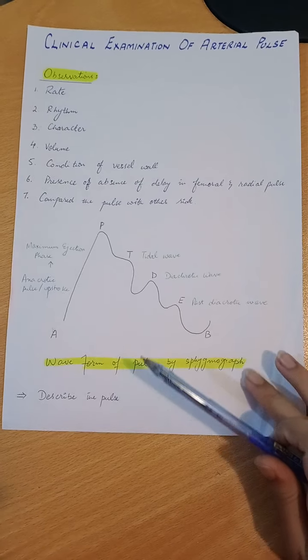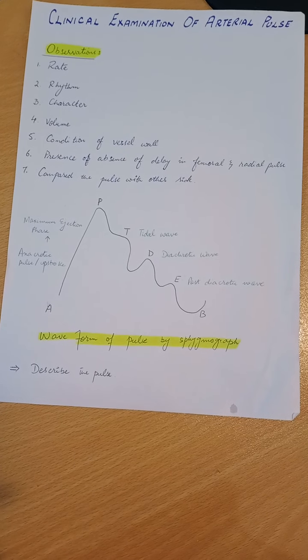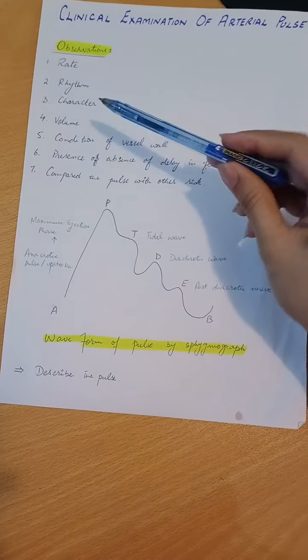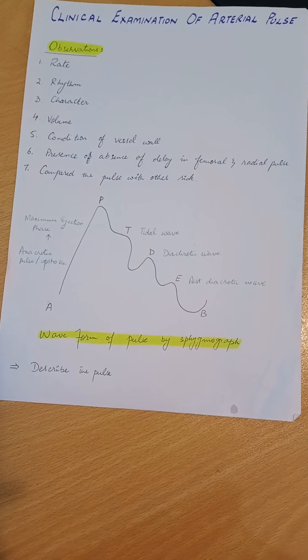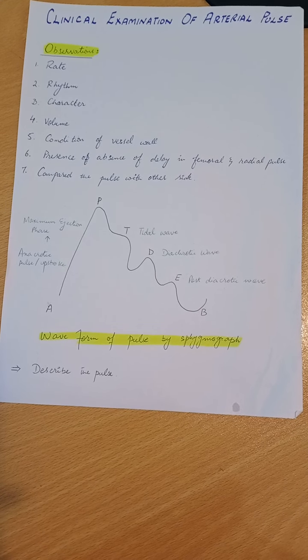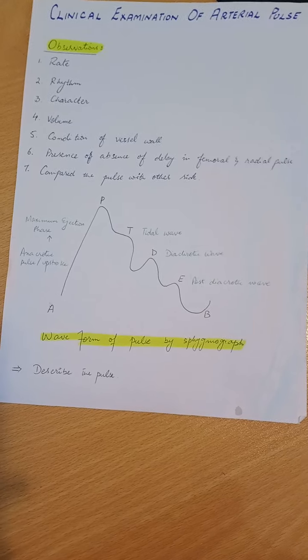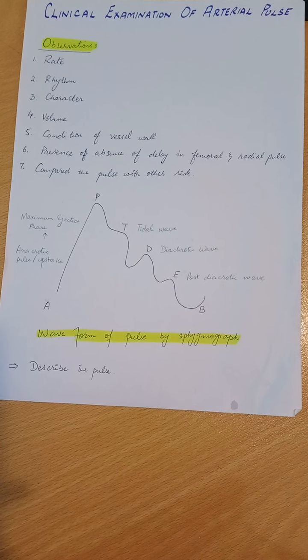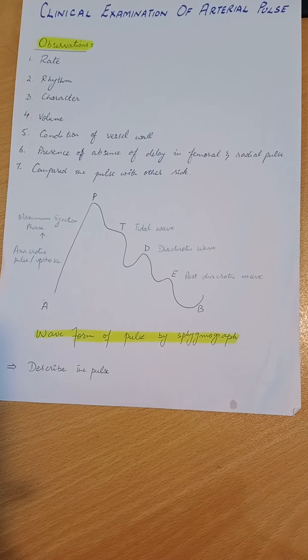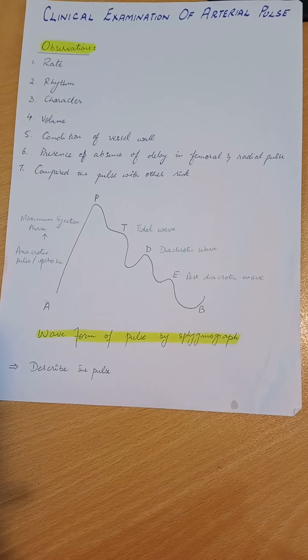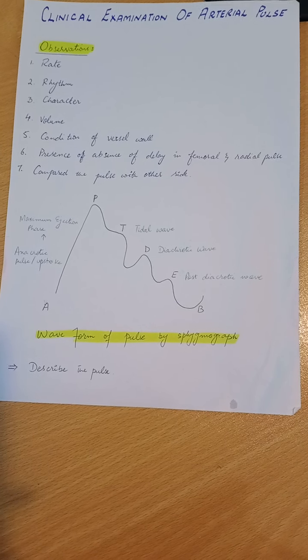Next observation which we are going to study is the volume of the pulse. This basically refers to the amplitude of the movement of the vessel wall during the passage of the pulse wave, and in case of shock the volume of the pulse is reduced, and in case of exercise it is increased.